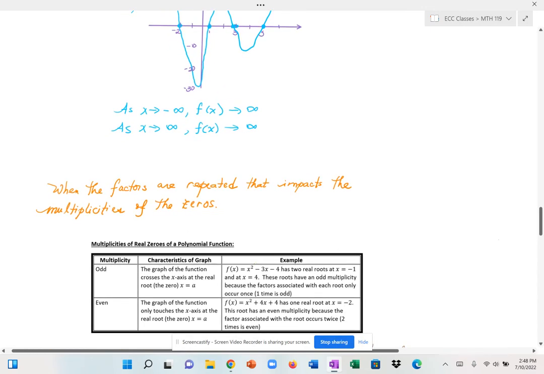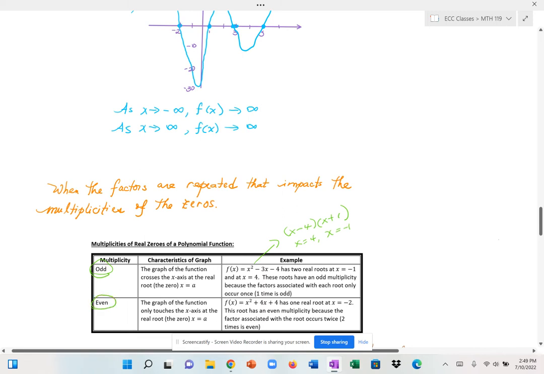If you were to factor this, it works out to be x minus 4 and x plus 1. I have two unique factors here, both raised to the first power. First power means it's odd, which means that at x equal to 4 and at x equal to -1, the graph is going to go through those two values.